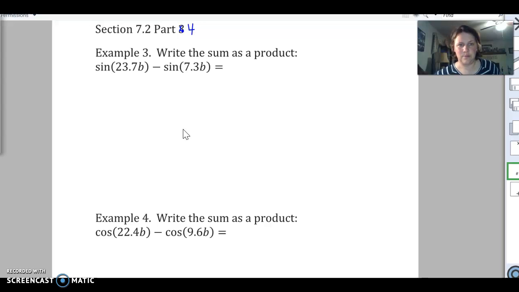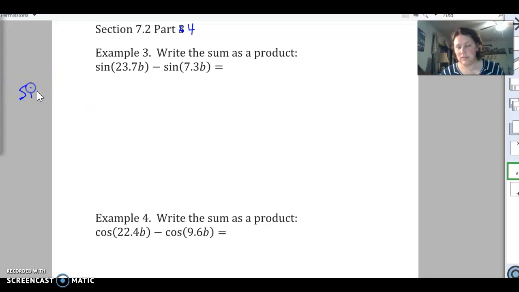Okay, so example 3, write the sum as a product. So what we're doing is we're going backwards from what we were doing in part 3. So now we are going to be looking at the left hand side where it says sum to product formulas, and we're going to be following those. So the second one down is the sine minus a sine formula, and I'm just going to write that formula down.